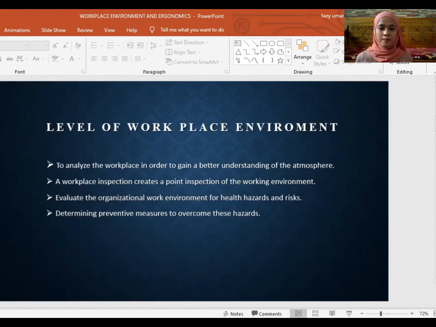Levels of workplace environment. First, analyze the workplace in order to gain a better understanding of the atmosphere. Second, a workplace inspection creates a point inspection of the working environment. Third, evaluate the organizational work environment for health hazards and risks. Last, determine preventive measures to overcome these hazards.